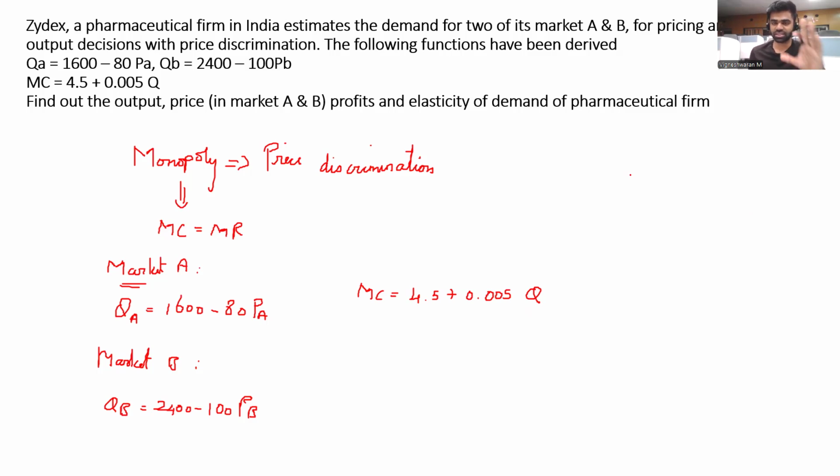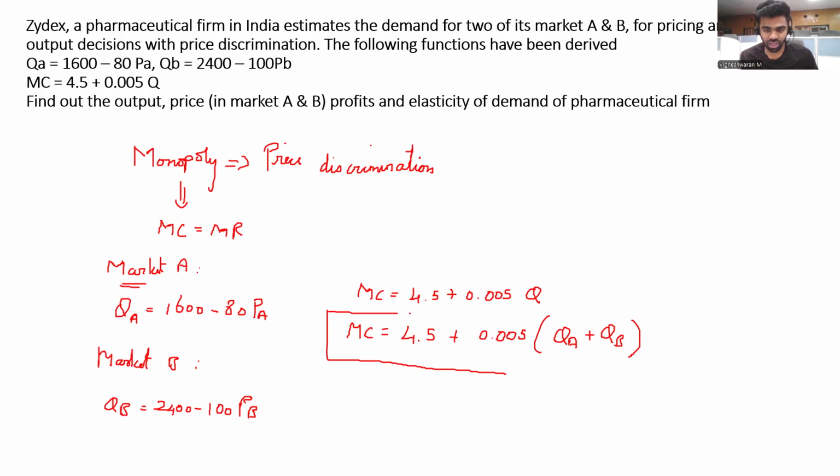Now there is one thing. In this company, they are dealing with two different markets, but the marginal cost will be the same. Marginal cost will not be different for market A and it will not be different for market B. Here in marginal cost, we have this Q, right? So I am going to write MC is equal to 4.5 plus 0.005 (QA plus QB). Okay, so this is the equation that we will be using.